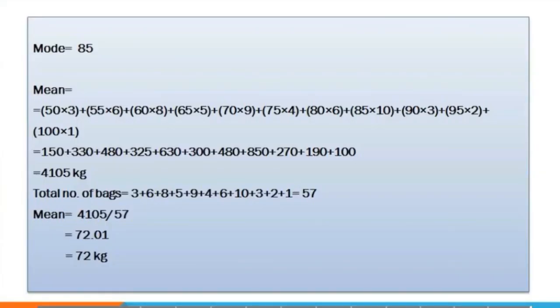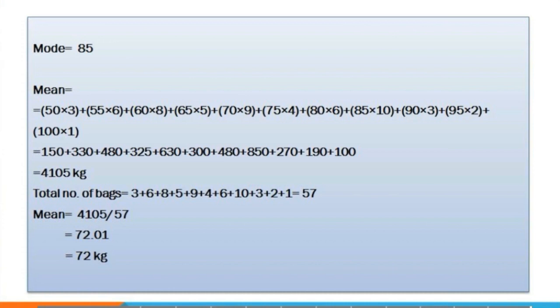First of all, I will tell you what the mode is here. Here you can see which number is repeating most often. It is 85. So you can say that the mode is 85. Here you can see that 85 repeats 10 times and other numbers repeat less than 10 times. So 85 is the mode.